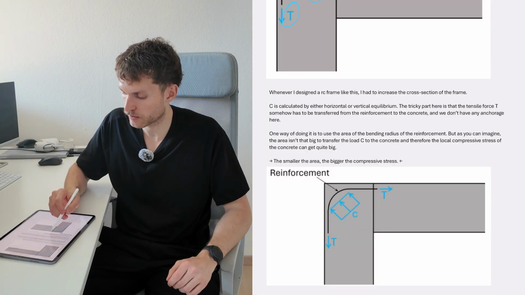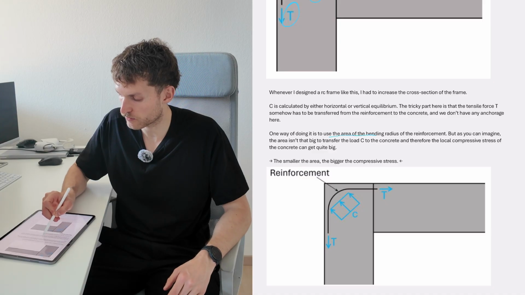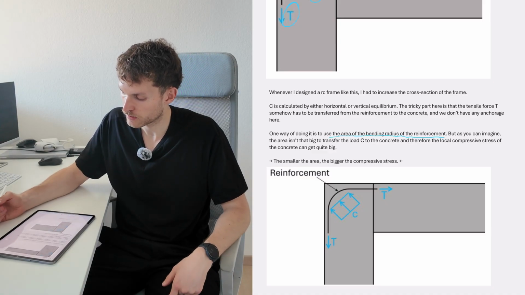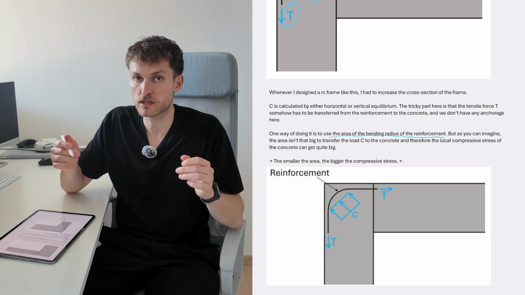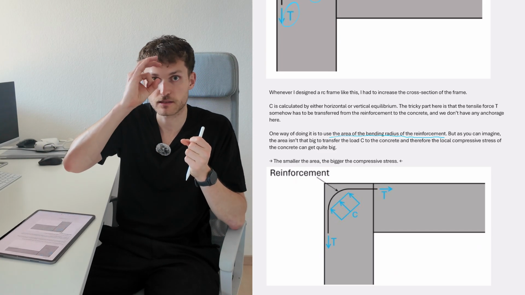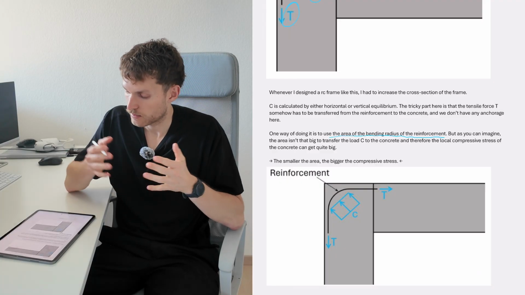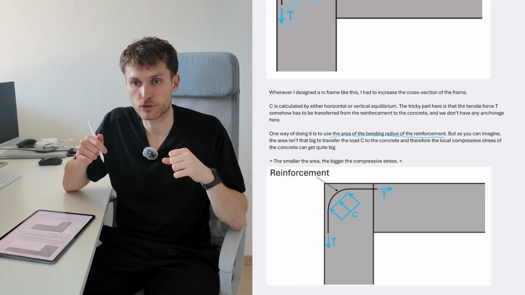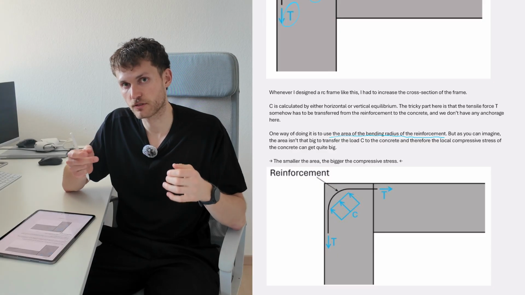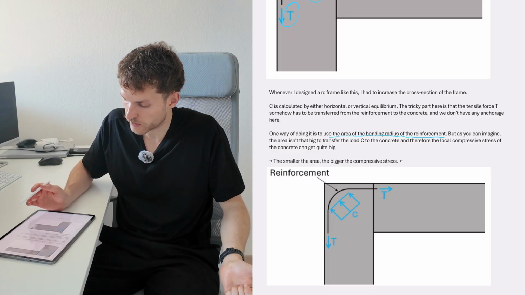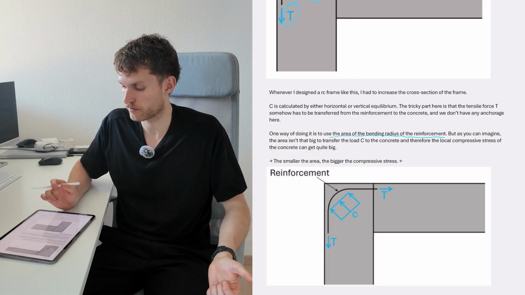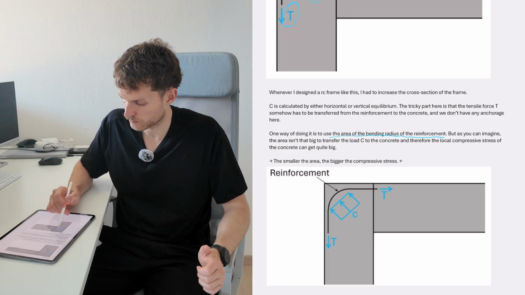And one way of doing it is to use the area of the bending radius of the reinforcement, which you can see here. But as you can imagine, a rebar is only this thick maybe. You don't have a lot of area where you can actually transfer all the tension forces to the concrete. And the smaller the area, the bigger the compressive stress C.